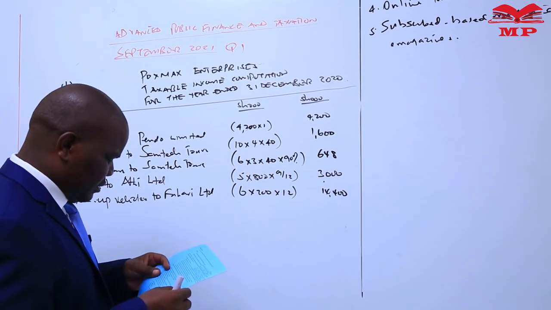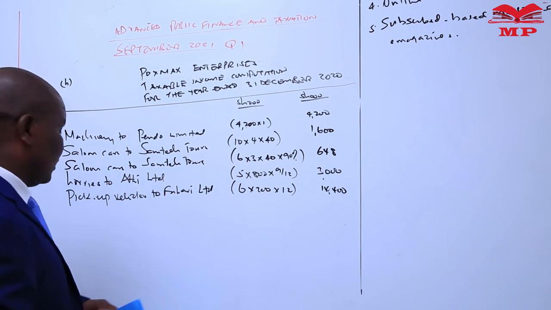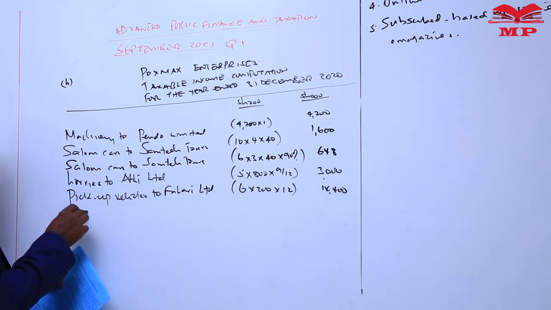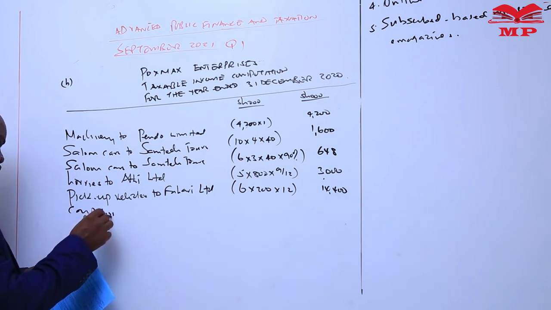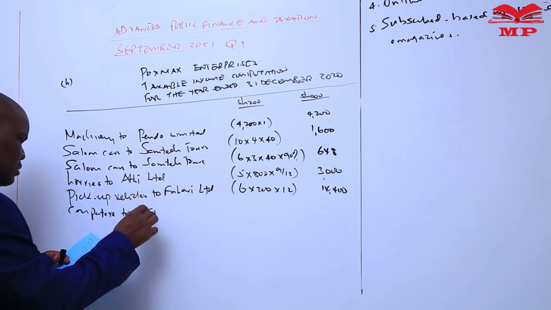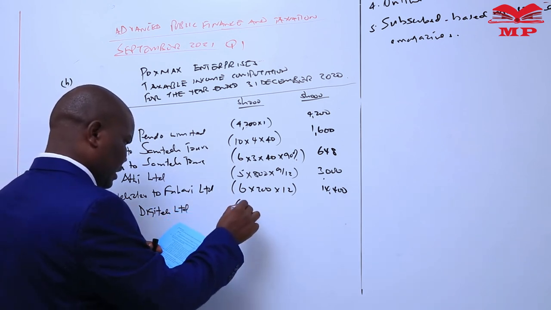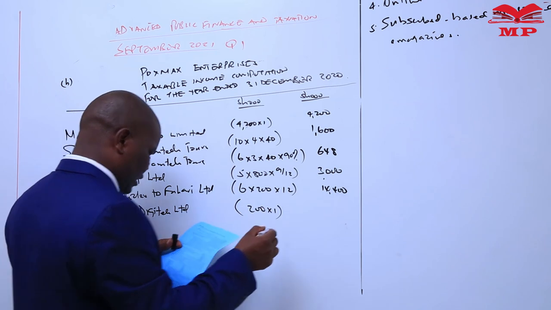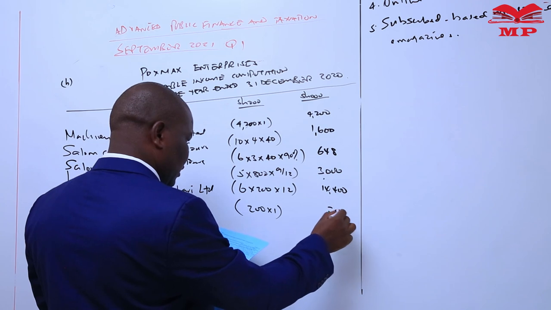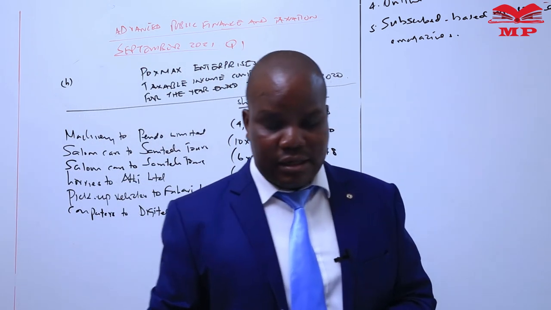Next, we are told computers to Digitech Limited at an annual lease of 200,000 shillings. So the 200,000 shillings was for the whole year. So we write here, computers to Digitech Limited. So it is just 200,000. We are not told 200,000 per month, so that is a total of 200. So up to there, we have taken care of the whole of note 1.